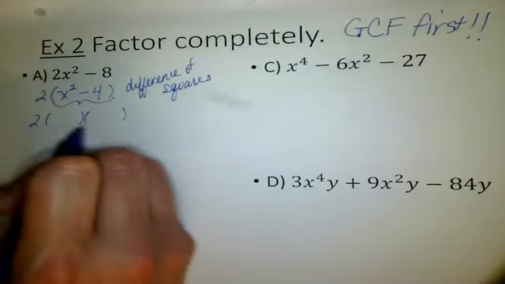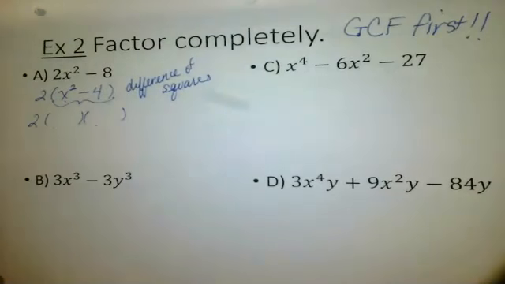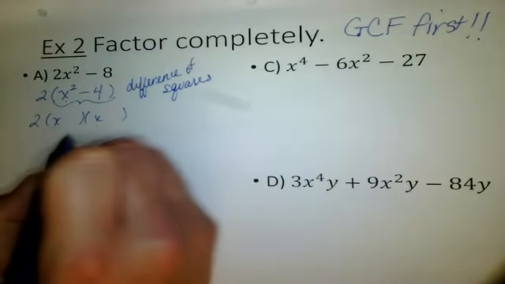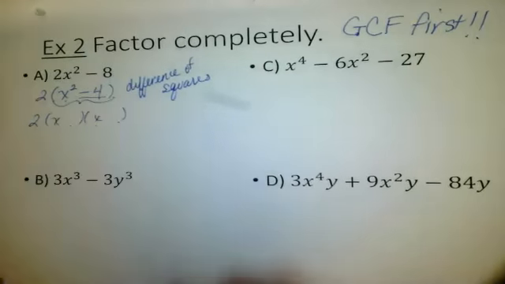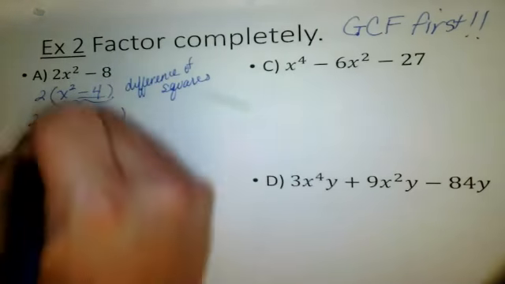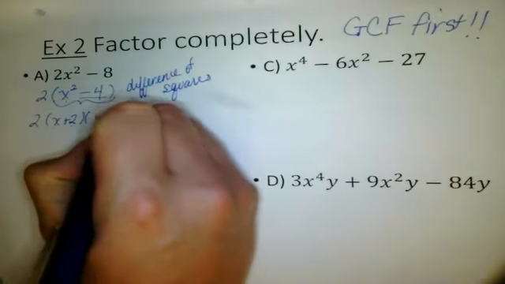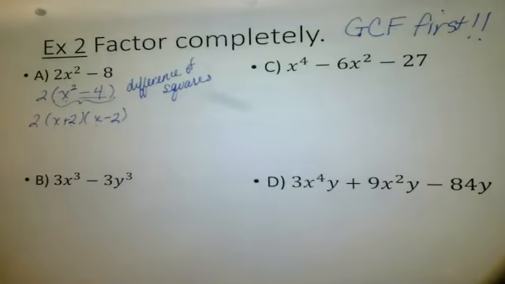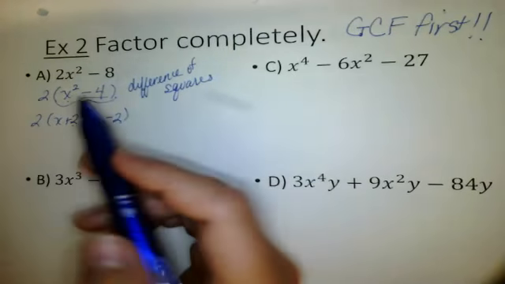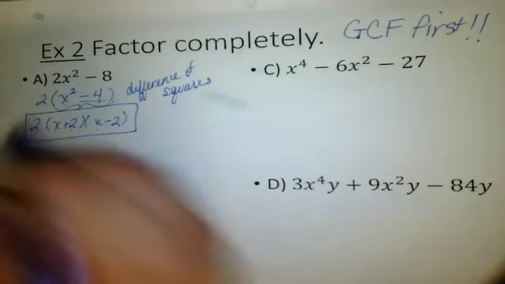Same thing. What times what is x squared? X times x. And then last times last has to be negative 4. What times what is negative 4? Positive 2 or negative 2. What's going to happen when you check the rainbow? The rainbow cancels out negative 2x and positive 2x. That's why we don't see that middle term. The middle term is missing. That's factored.